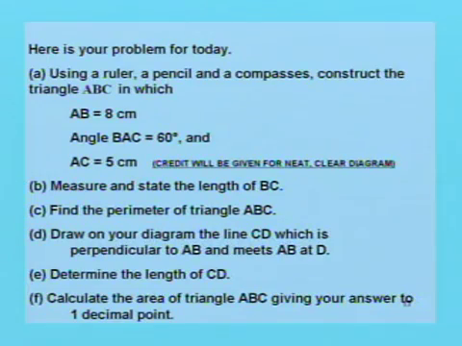Part D. Draw on your diagram the line CD, which is perpendicular to AB and meets AB at D. Part E. Determine the length of CD. F. Calculate the area of triangle ABC, giving your answer to 1 decimal point.